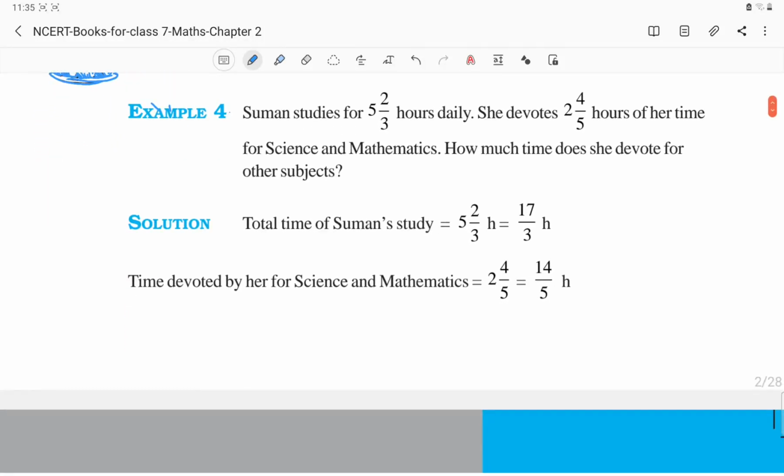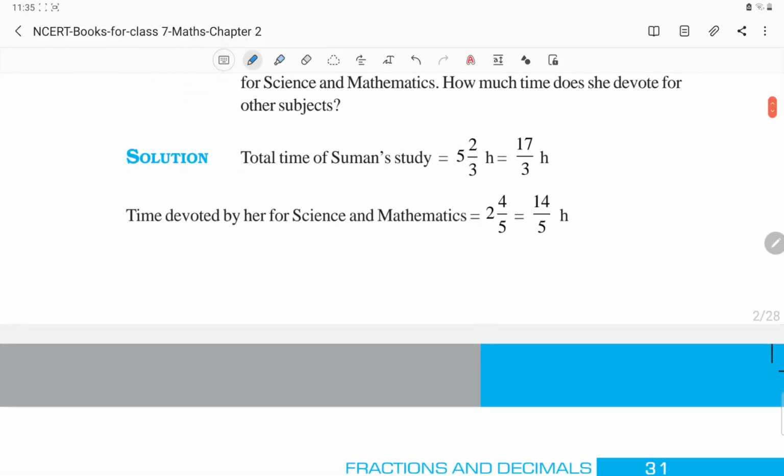Next example. Suman studied for 5 2/3 hours daily. She devotes 2 4/5 hours of her time for science and mathematics. How much time does she devote for other subjects? Okay, you can see the solution here.